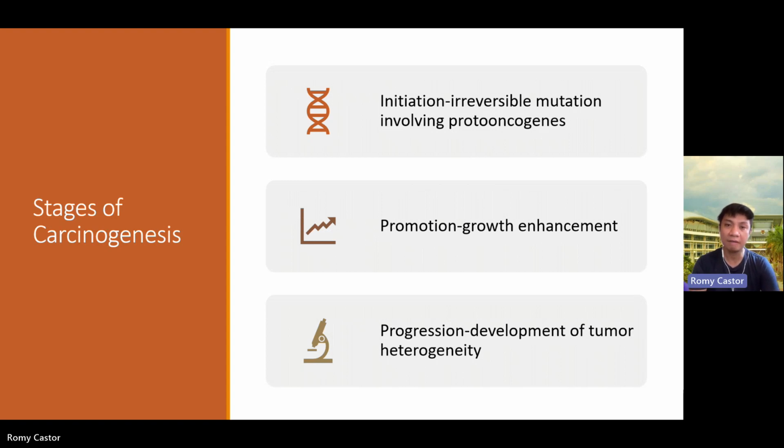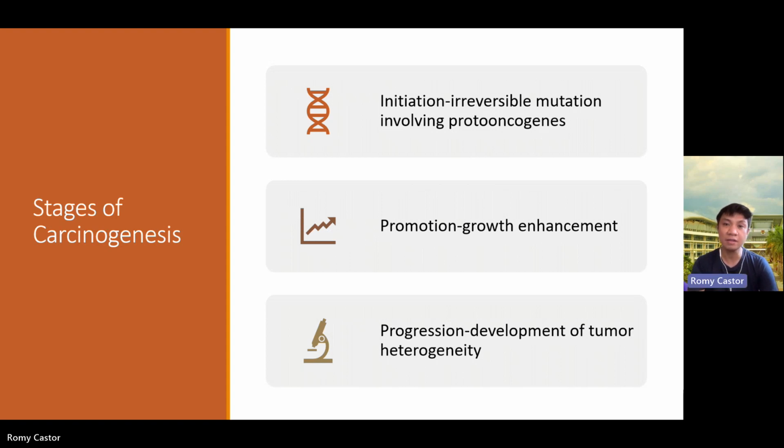Initiation here is our irreversible mutation involving the proto-oncogene. So the proto-oncogene, this is our precancerous gene. Once exposed to the carcinogen, it eventually results in irreversible mutation. So when it mutates, it allows proliferation of the cancer cell.